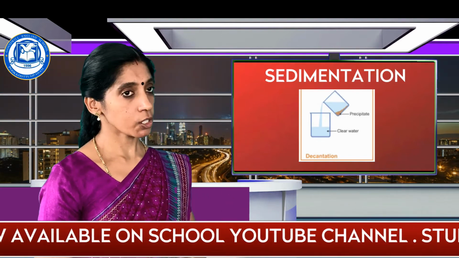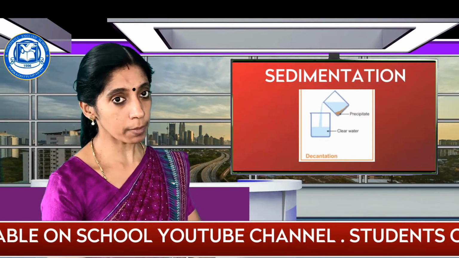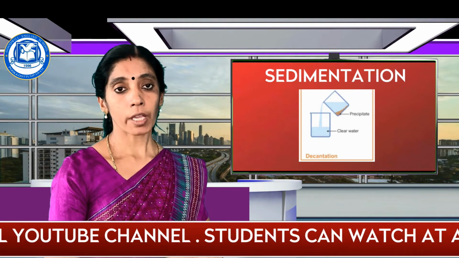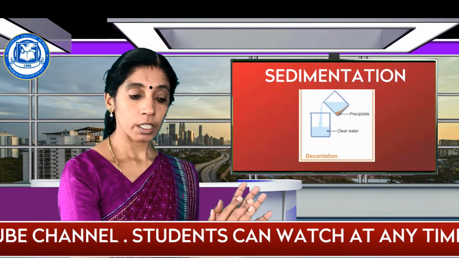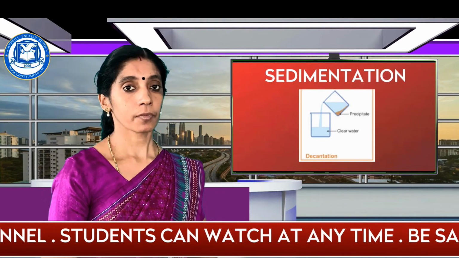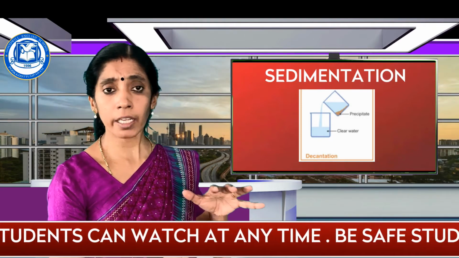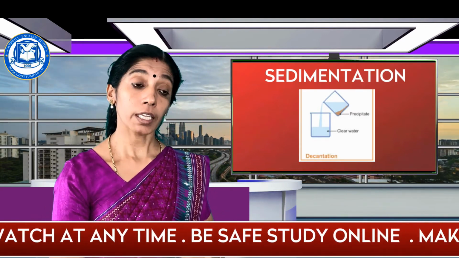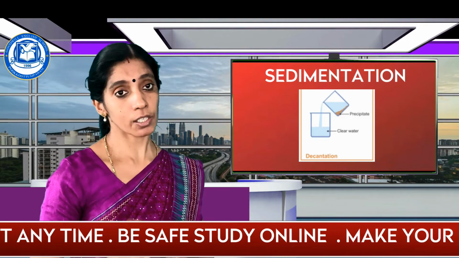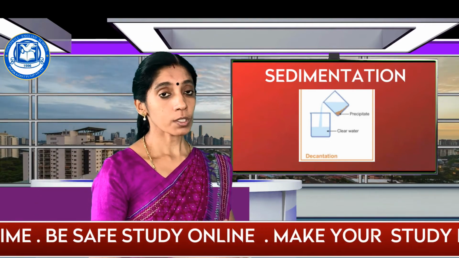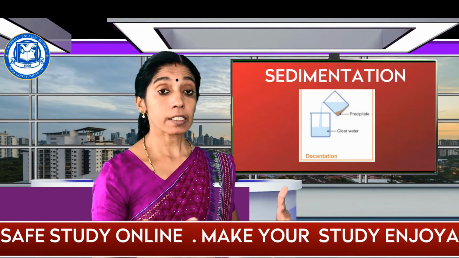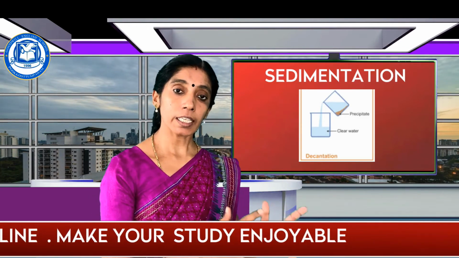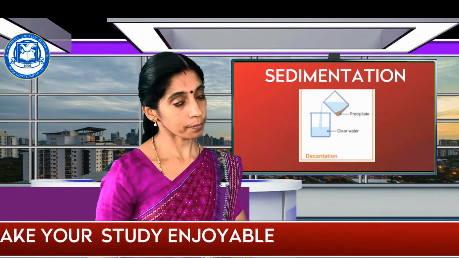Now after sedimentation, you got a layer of sediments and clean water in the container. Now we have to remove this clean water into another container. And this removal is done very carefully without disturbing the sediments below that. And this process is known as decantation. So sedimentation and decantation are related to each other. So this is one way of separating the dust particles from liquids.